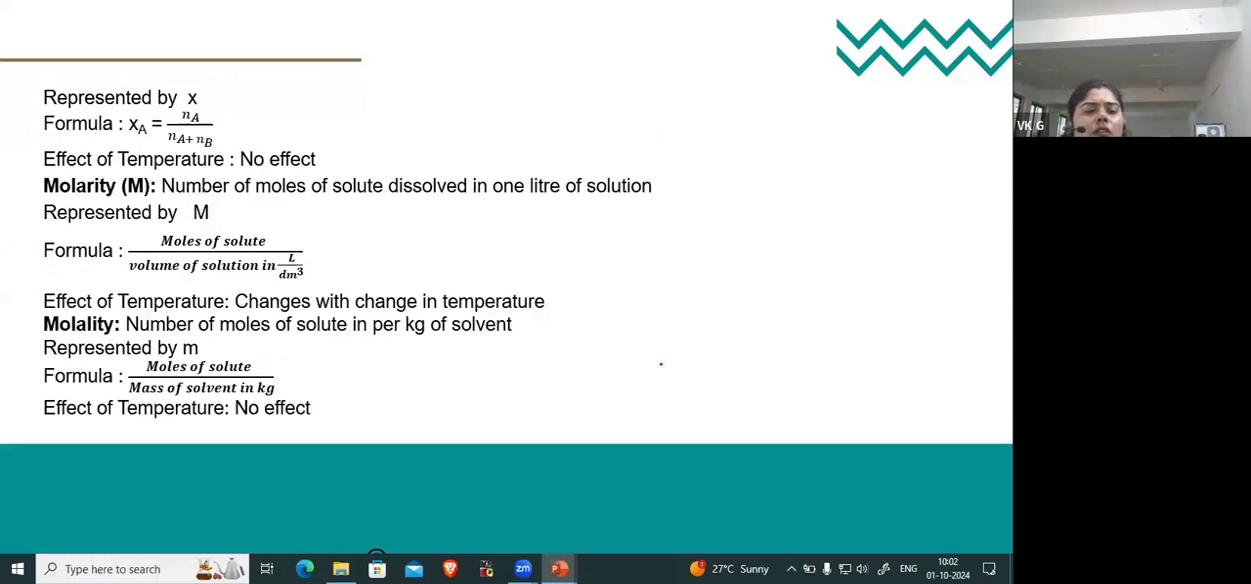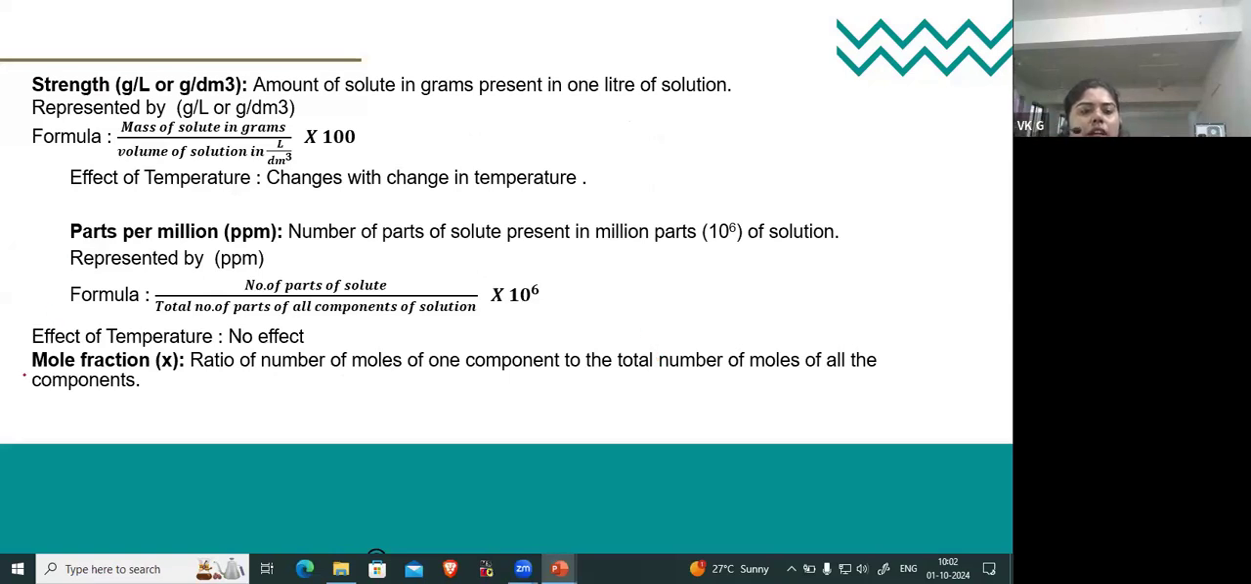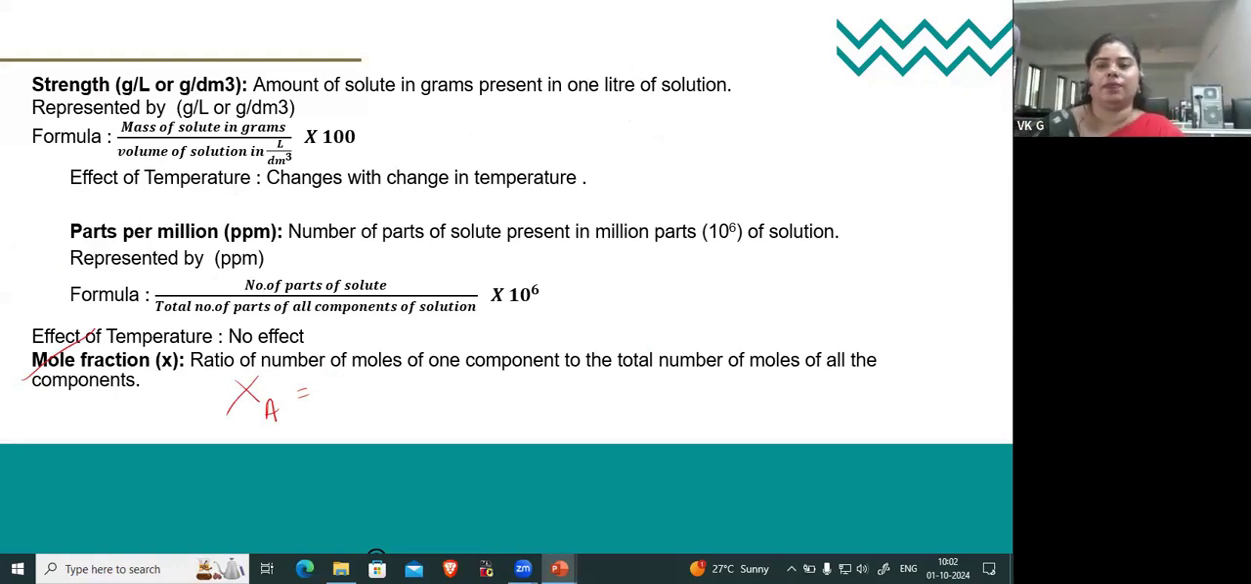Then we went to something called mole fraction. Mole fraction is nothing but XA. If you remember the formula, XA is equal to NA divided by NA plus NB. This was the formula, where N stands for number of moles and NA plus NB stands for total number of moles of the components.